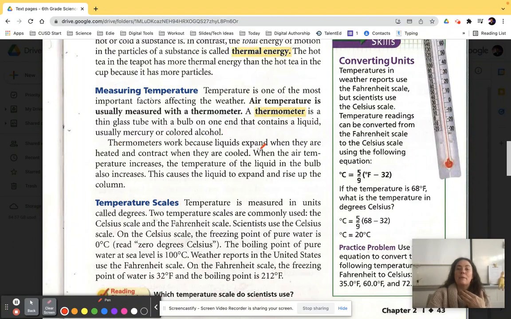Thermometers work because liquids expand when they are heated. Those particles have more energy, and so they spread out more because they're moving more. They take up more space. They expand when they're heated, and they contract when they're cooled. When they're cooled, they're moving less. They take up less space, so they contract. When the air temperature outside increases, the temperature in the liquid bulb also increases. This causes the liquid to expand and rise up in the column, which shows us there's been an increase in the temperature.